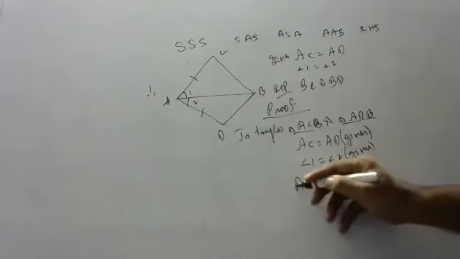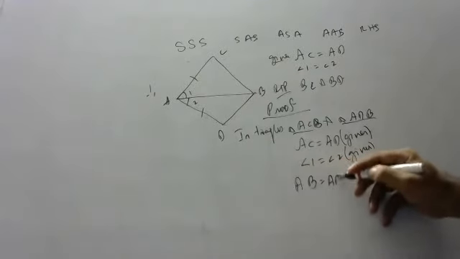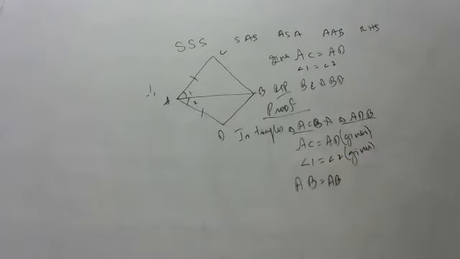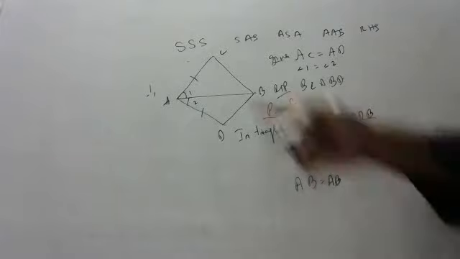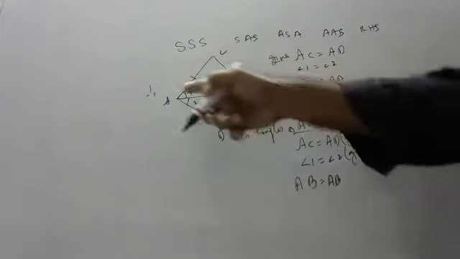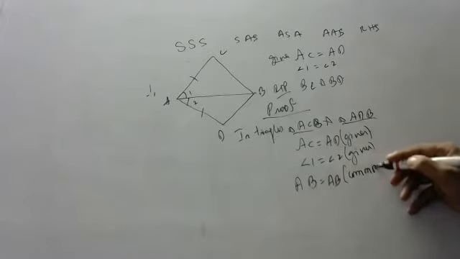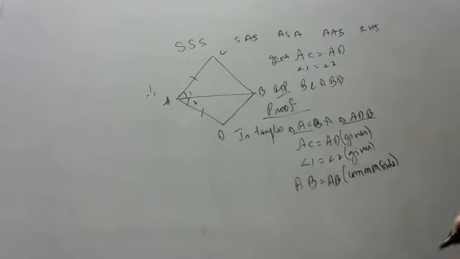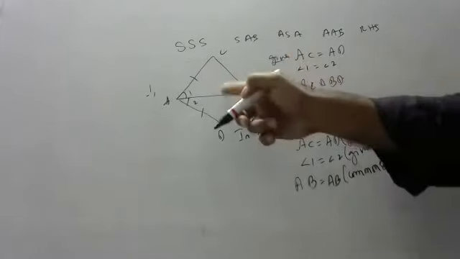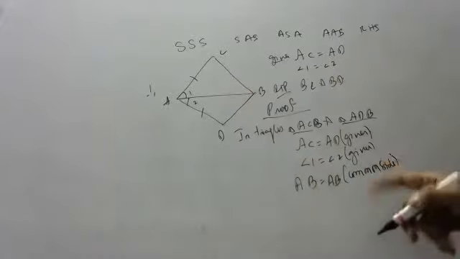AB is equal to AB. Can anyone say why AB is equal to AB? Sir, common side. Very good. Fantastic. AB is present in this triangle, AB is present in this triangle also. That's why it is called common side.